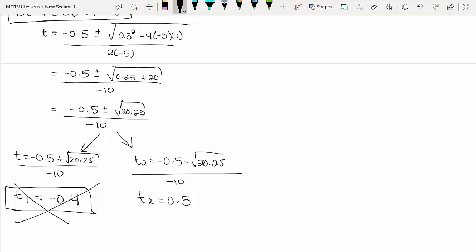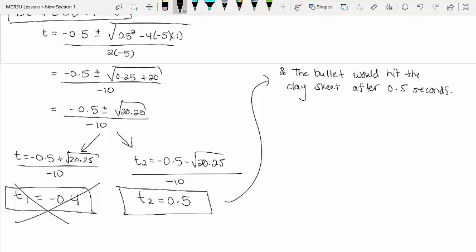So we know that is not going to be an intersection point that we are concerned with in this application question. We can conclude that the bullet hits the clay skeet after 0.5 seconds. But there was still another part of the question. It says, how high off the ground will the clay skeet be when it is hit? We know that it's hit at 0.5 seconds. We need to now figure out how high that is at that time.